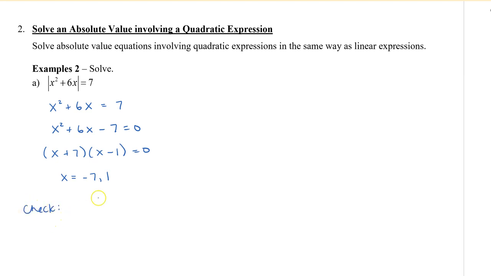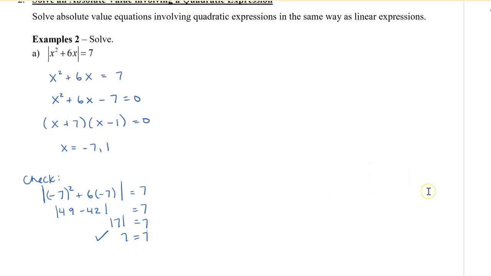We're going to check by plugging negative 7 into the expression. That will be negative 7 squared plus 6 times negative 7, and all of this will be in absolute value, and see if that equals 7. So we have 49 minus 42. And yes, the absolute value of 7 equals 7. So that one works.